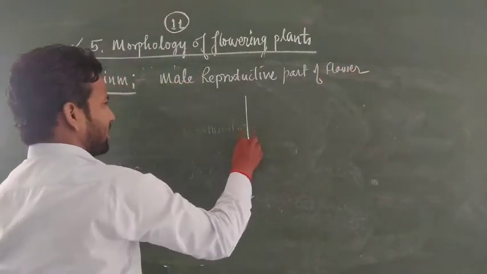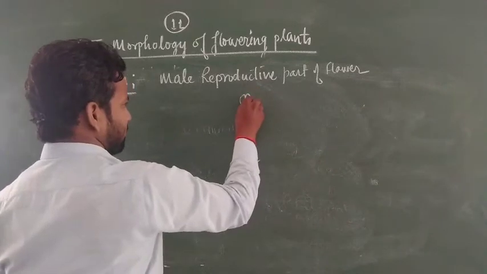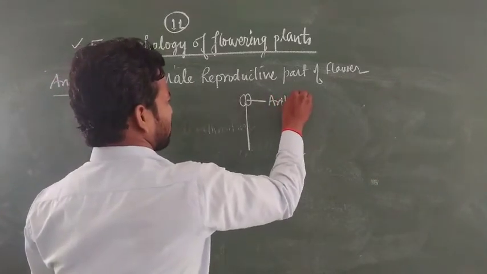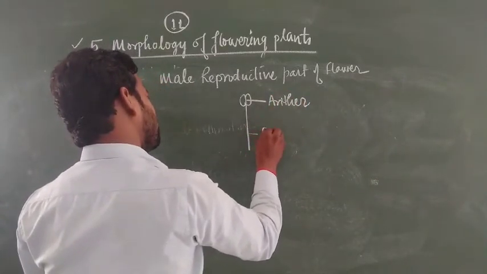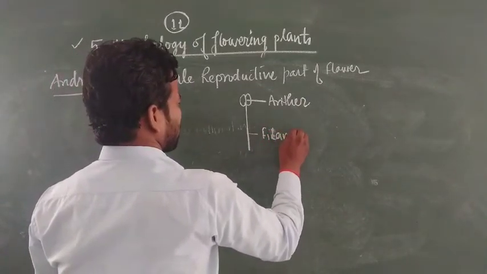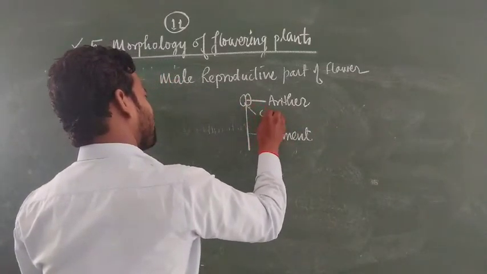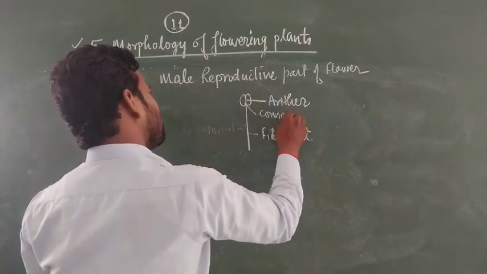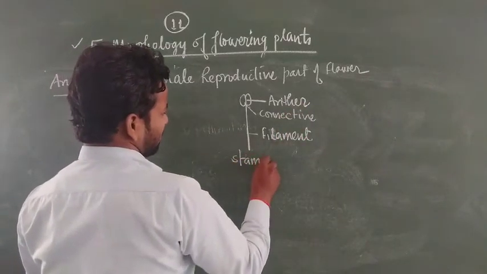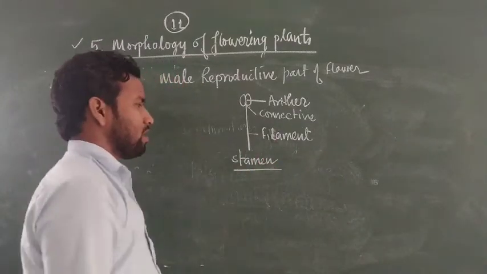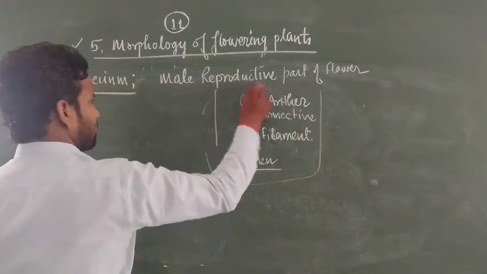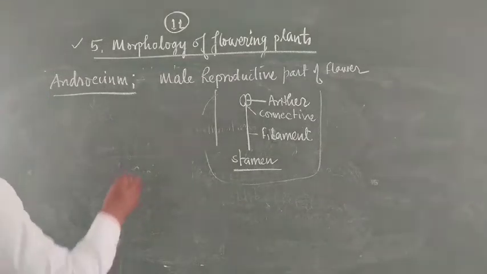You have already prepared this diagram at the time of formation of the flower. The tip portion, a lobed structure, is called the anther. This is called the filament, and the filament joins the anther at a portion called the connective. This is a single stamen structure. This is a unit of the androecium, you can say.